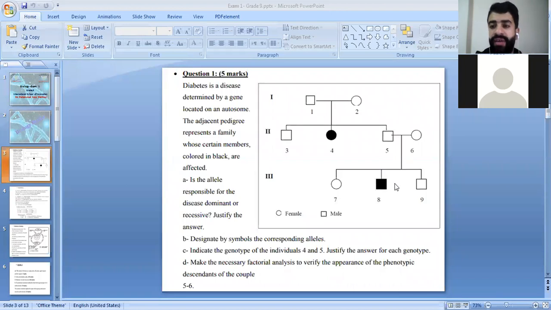So they carry the allele of the disease. So if they have genotype ND and ND, the final result of the factorial analysis, you have to do a table of cross and a table of result. There are going to be 3 over 4 normal, and 1 over 4 diabetic. So, moving to the answers of question number 1.